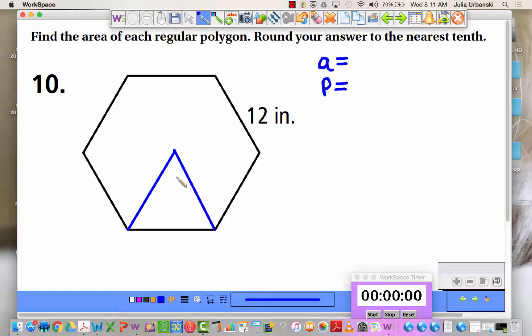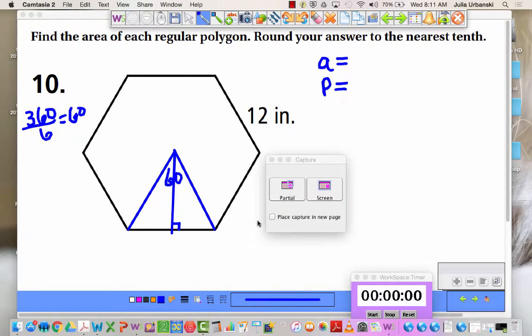So what's the degrees right here? How do I find it? 360 divided by 6 sides. You get 60. When you're trying to find the apothem, you cut that right down the middle. You make a right angle. So what's this angle right here? 30.